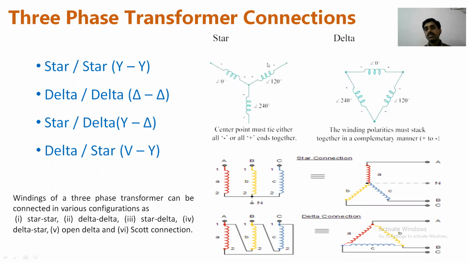You can see this is the star connection. A center point, a common point, is connected. All minus ends are connected here, or all plus ends. If they are connected together, it will form a star with angles 0, 120, 240. Normally clockwise is taken as negative and anti-clockwise as positive. In delta, you can see the polarities must be stacked together in a complete manner. You see this minus is connected to this plus, this minus is connected to this plus, and this minus to this plus. Like this, the delta will be formed.